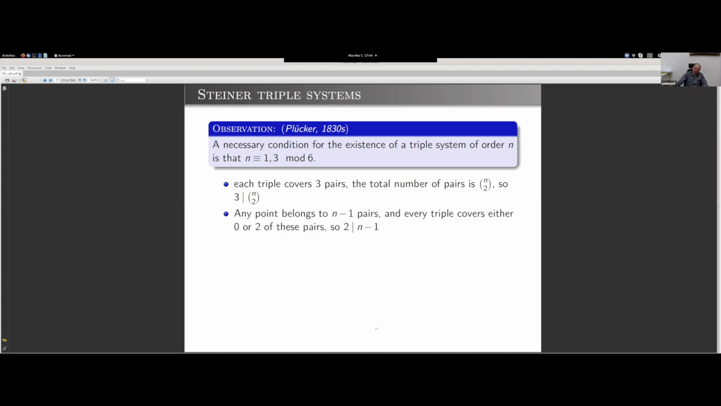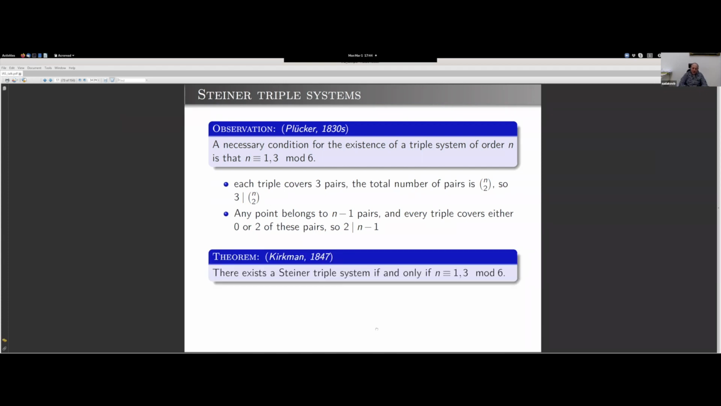Another thing is that every point belongs to n minus 1 pairs, and every triple which covers this point will cover either 2 or 0 of them. So we also need 2 to divide n minus 1. These two conditions together give you n equals 1 or 3 mod 6. This was in 1830, and then in 1847, Kirkman proved that these conditions are also sufficient. So for every n which is 1 or 3 mod 6, there is a Steiner triple system.